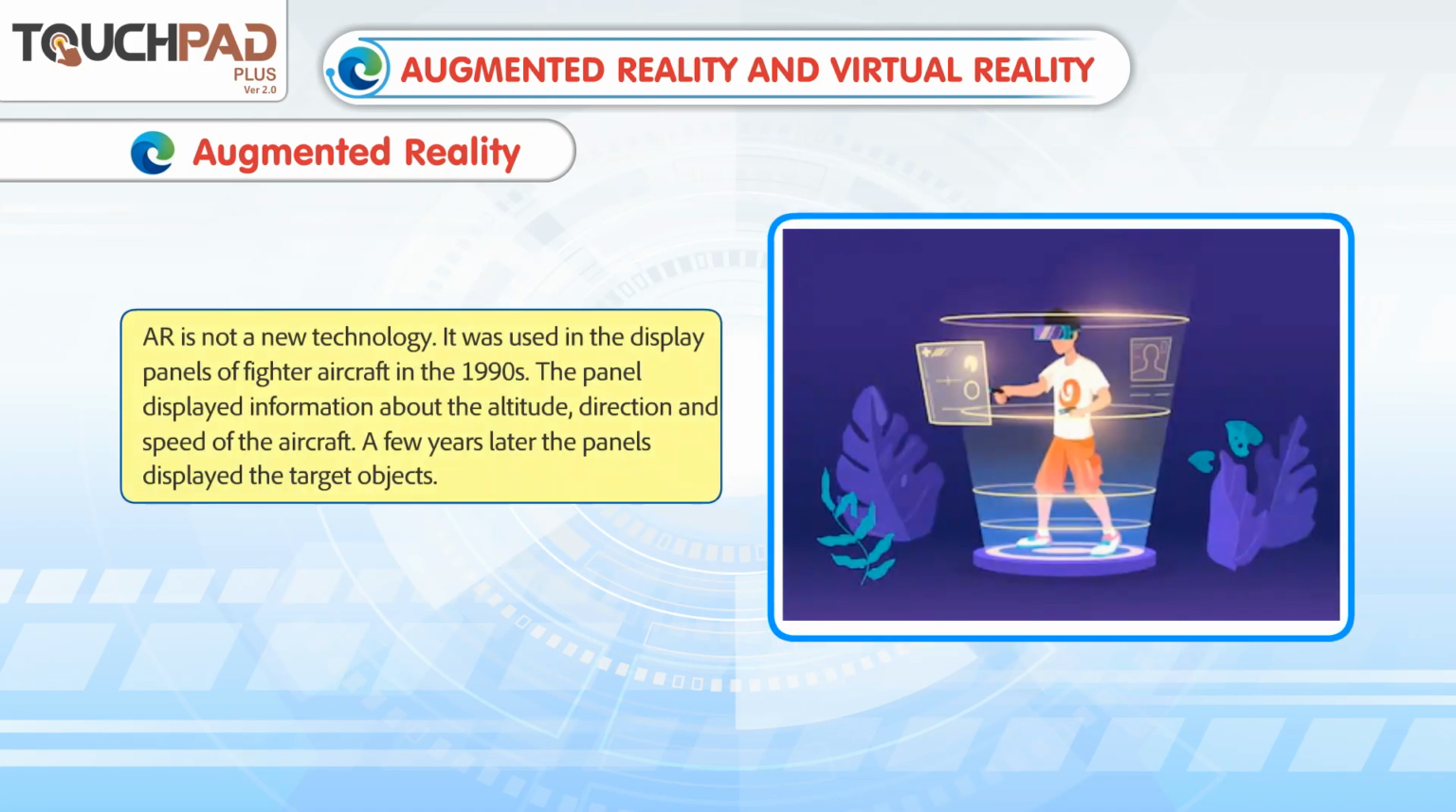AR is not a new technology. It was used in the display panels of fighter aircraft in the 1990s. The panel displayed information about the altitude, direction, and speed of the aircraft. A few years later, the panels displayed the target objects.